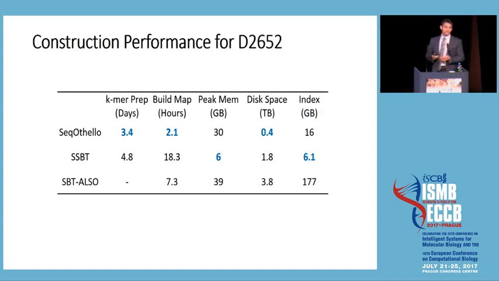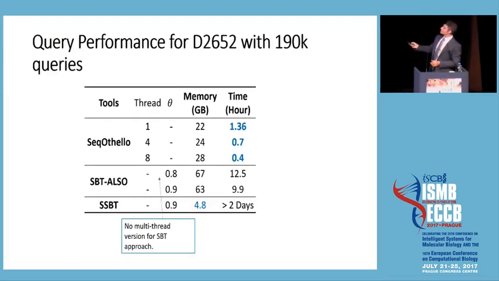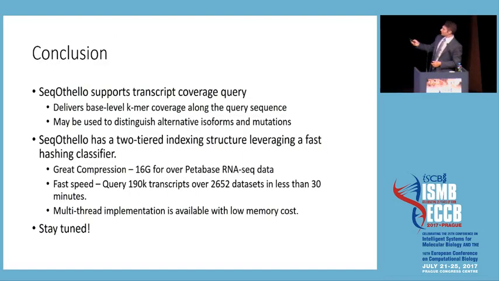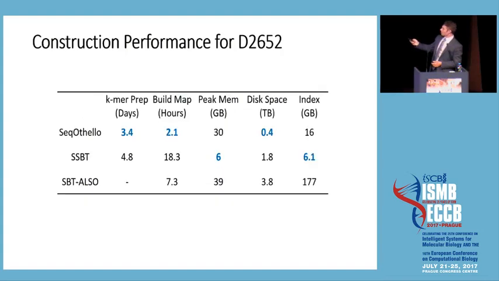Now we're going to look at the construction performance for the total 2,000 experiment data set. Let's go back. So the preparation time was much shorter. The index size was not smaller, however. Still, it is within that 16 gigabyte range, and we do believe that we can improve this further. That's something we're working on currently.